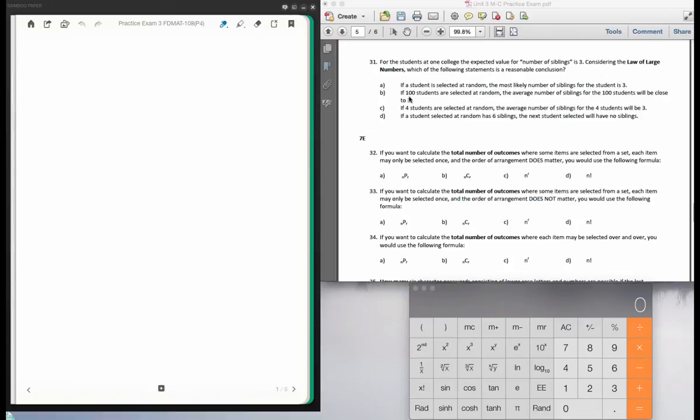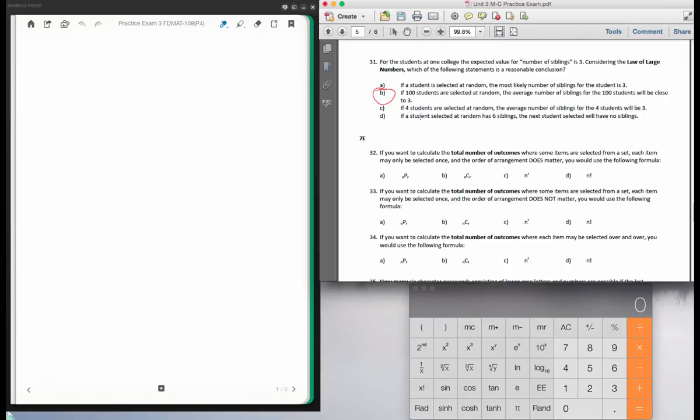If 100 students are selected at random, the average number of siblings for the 100 students will be close to 3. That actually makes a little bit more sense, especially with the law of large numbers. I like that one so far. If 4 students are selected at random, the average number of siblings for 4 students will be 3. I like B better because the law of large numbers says the more numbers you collect, the closer to the average you'll be.